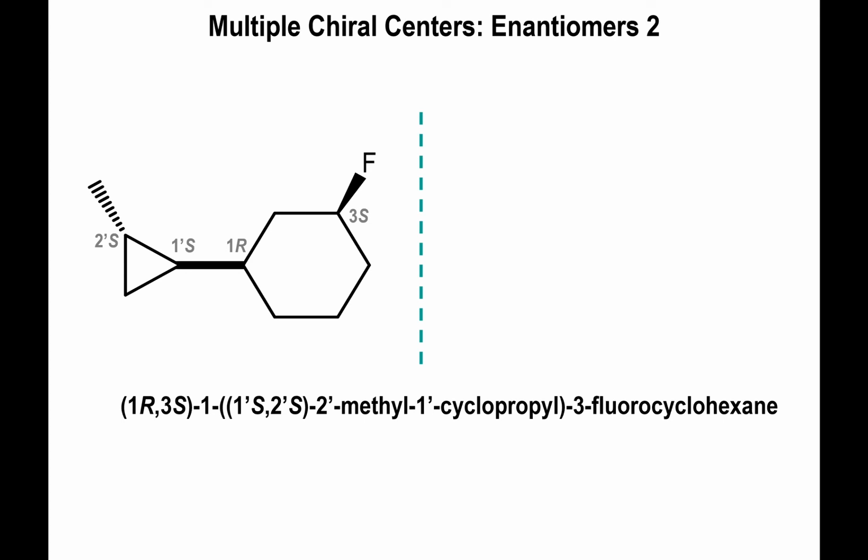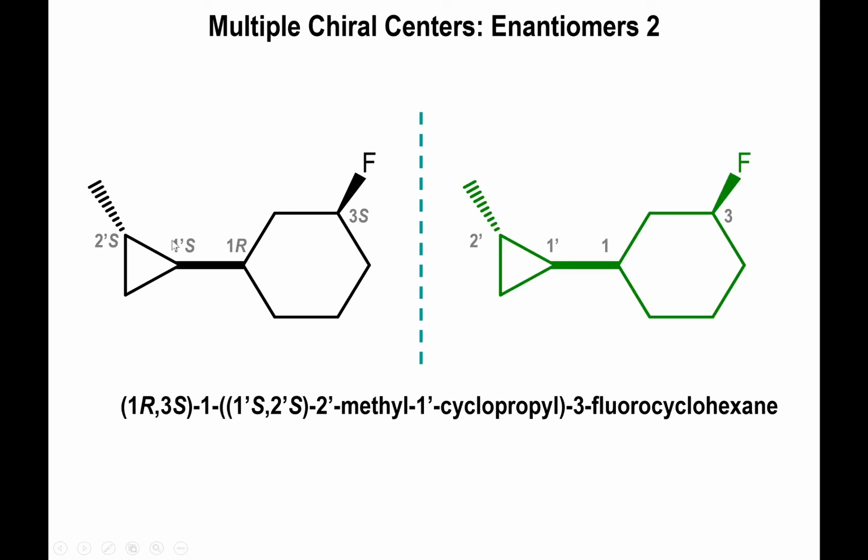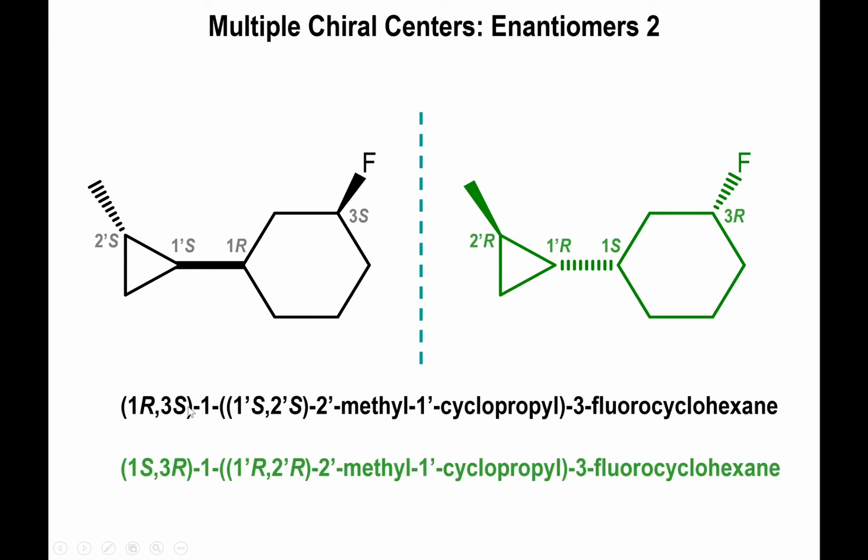Okay, so in terms of drawing the enantiomer of this molecule, the easiest thing by default is to copy and paste the molecule as is. And all you want to do is change all the bold bonds to dash bonds, all the dash bonds to bold bonds. And so by doing that, you have automatically changed the 2 prime position from being S to being R, the 1 prime position from S to R, the 1R position to 1S, and the 3S position to 3R. So technically speaking, you have changed every single configuration to the opposite. And the moment that happens, you got yourself your enantiomer.